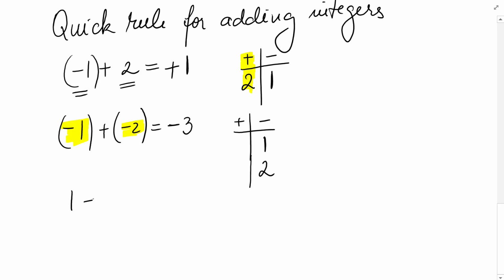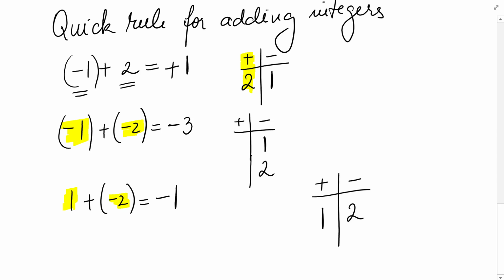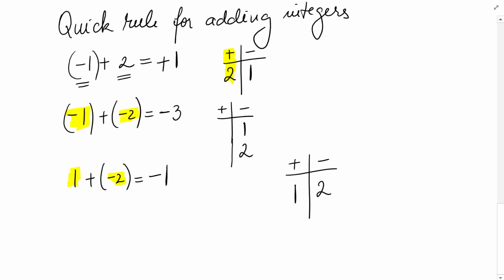Now, how about 1 plus negative 2? So again, we draw the teams, the positive team and the negative team. In front of 1, it's a plus. So we put 1 in the positive team. And negative 2 means 2 points in the negative team. Now, which team wins? The negative team wins because it has 2 points. And by how many points it wins? By 1 point. And let's try one more.